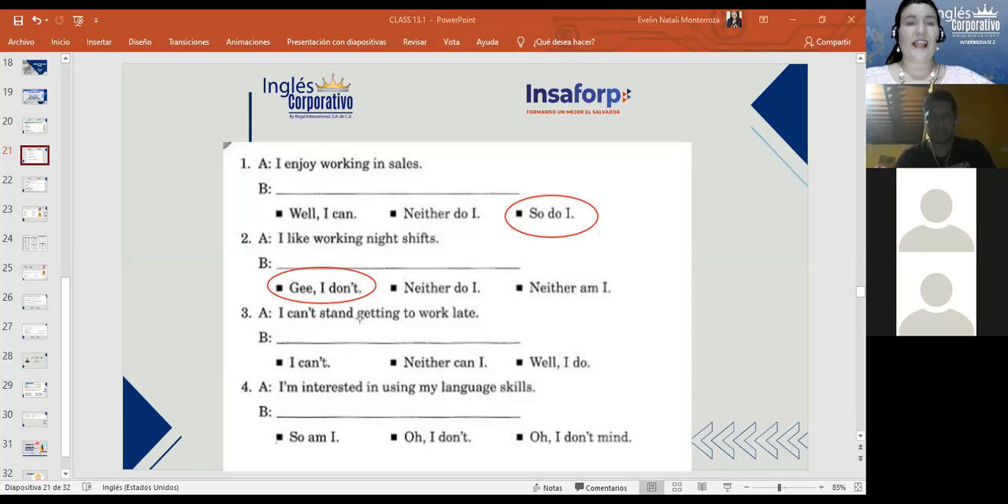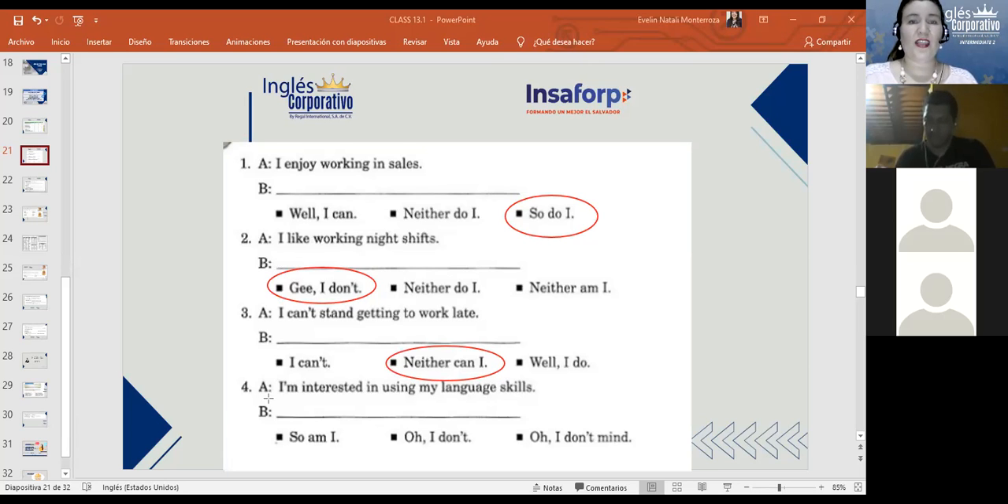I can't stand getting to work late. Neither can I, right? Ni yo tampoco. It's a very horrible thing, right? Imagine if you enter at 8 in the morning and you feel like, 5 to 8. Ugh, and then you start getting worried.